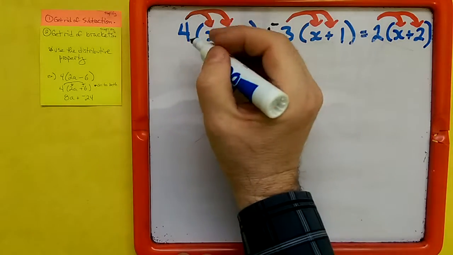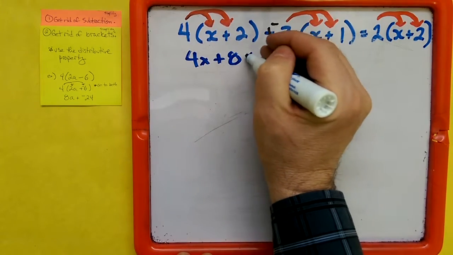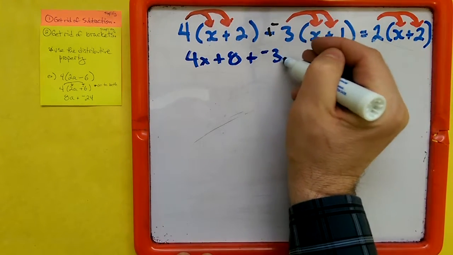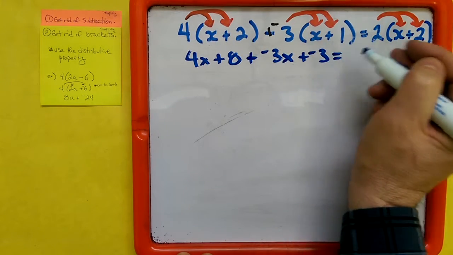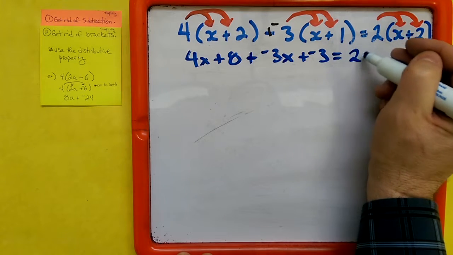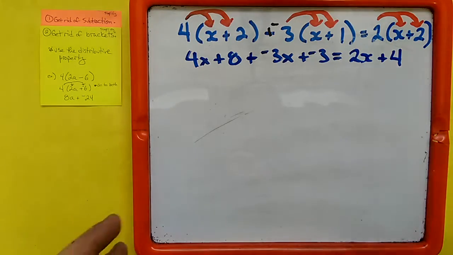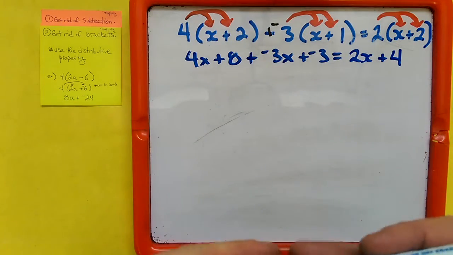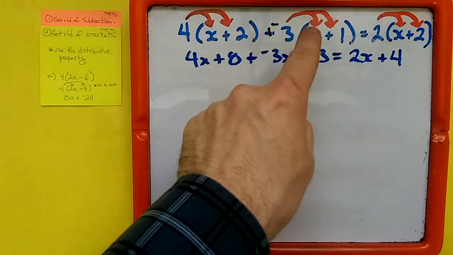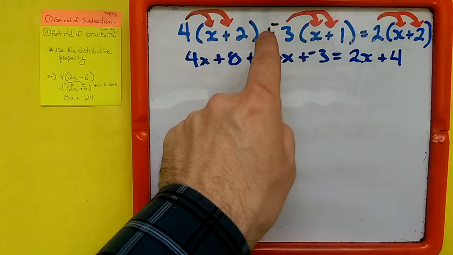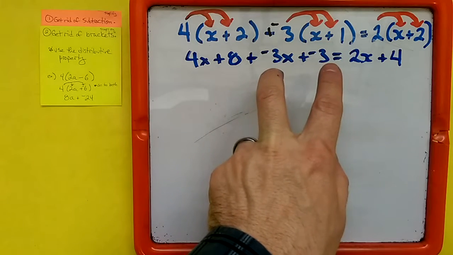When we work this one out, then we end up getting 4x plus 8 plus negative 3 times x is negative 3x plus negative 3 times 1 is negative 3 is equal to 2 times x is 2x plus 2 times 2 is 4. So what we've done now is we've gotten rid of those brackets, we've done all the expansion, and this is so important to do this subtraction here, because if we didn't, we'd be putting a positive 3 into both of those. But because we got rid of it, the negative 3 is now going to go into both, and it's going to make both of those negative.